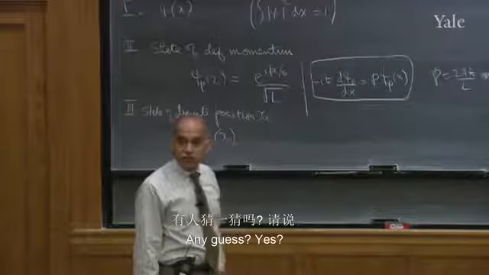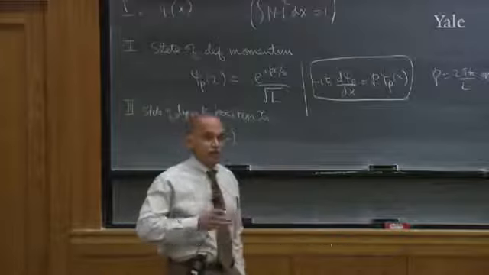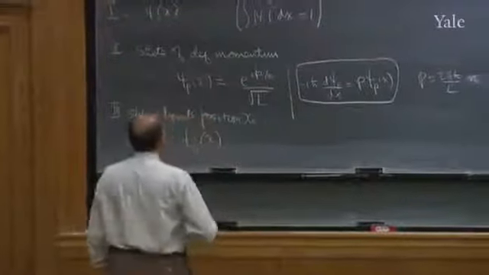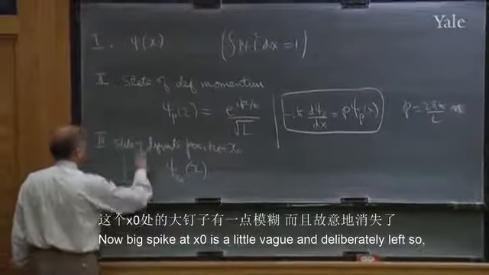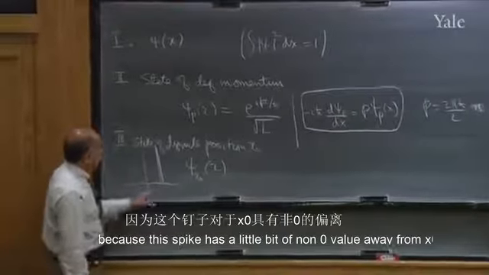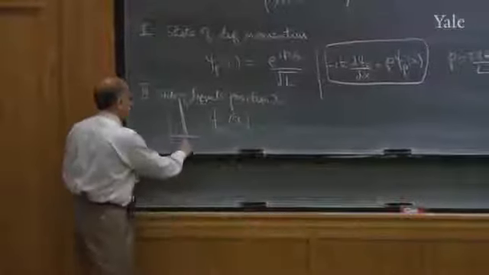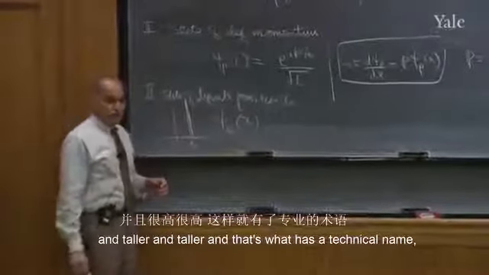Any guess? Yeah, so I'm going to make it a little simpler. It's the function I'm just going to call a big spike at x naught. Now, a big spike at x naught is a little vague and deliberately left so, because this spike has a little bit of non-zero value away from x naught. And you can make it narrower and narrower and taller, and that has a technical name, but I don't want to go there.